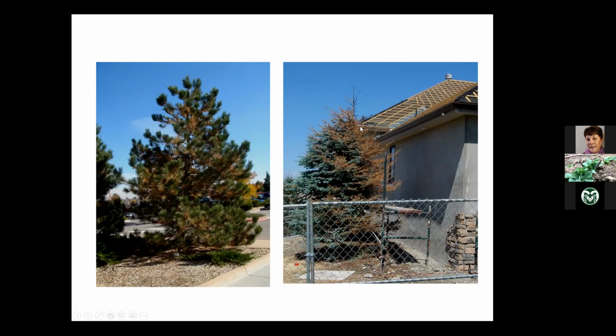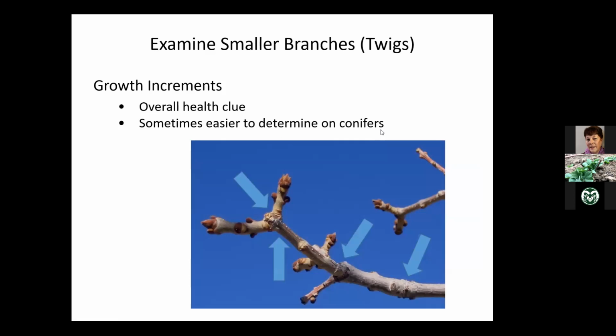This is almost 50%. We're looking at least 33 to 40% of this tree is affected like this. And that's not good if you have that much of the tree that's looking like that.